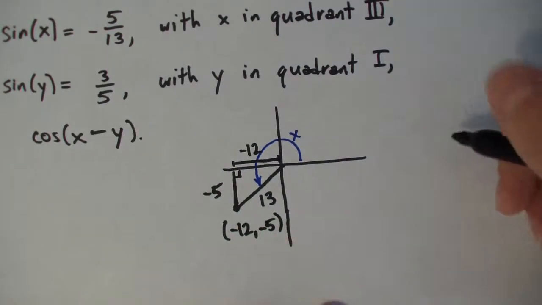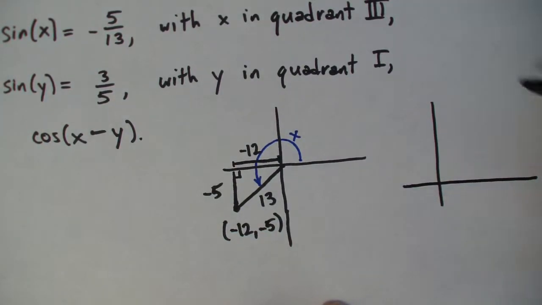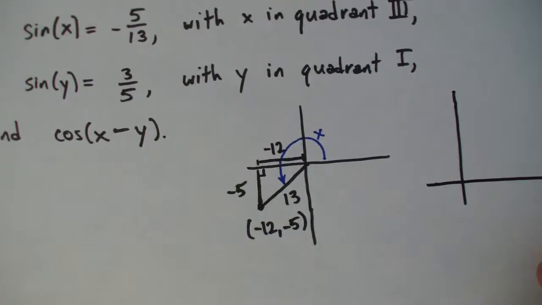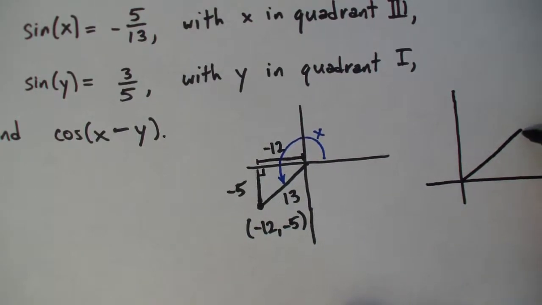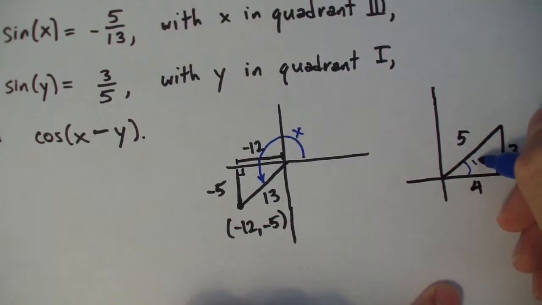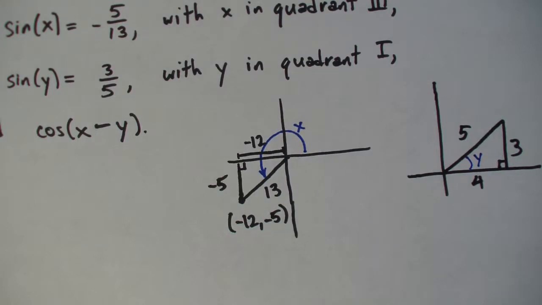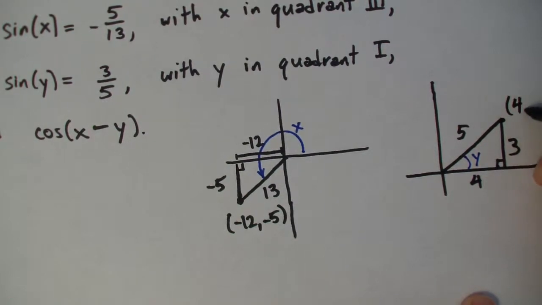Let's think about what y is. So y is in quadrant 1, so we don't need to draw too big of an axis. And sine of y is 3/5. So 3/5, that should look something like this. So we have a 3 on the opposite and a 5 on the hypotenuse. And you probably know the 3, 4, 5 right triangle, so this leg is 4. And so we have this angle in here, that is y. So now that we have x and y, let's label the point for y, that's going to be the point 4, 3.